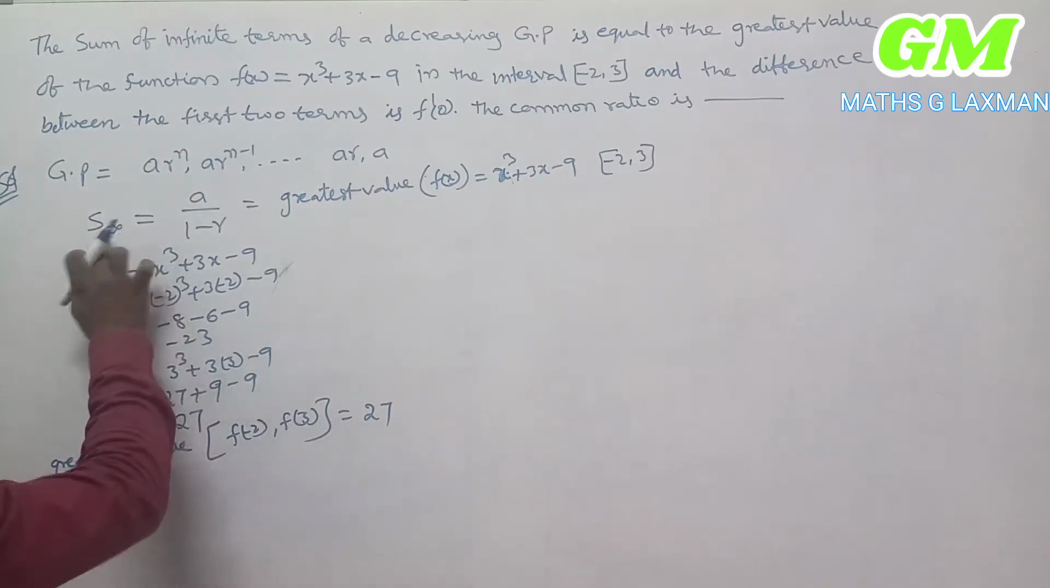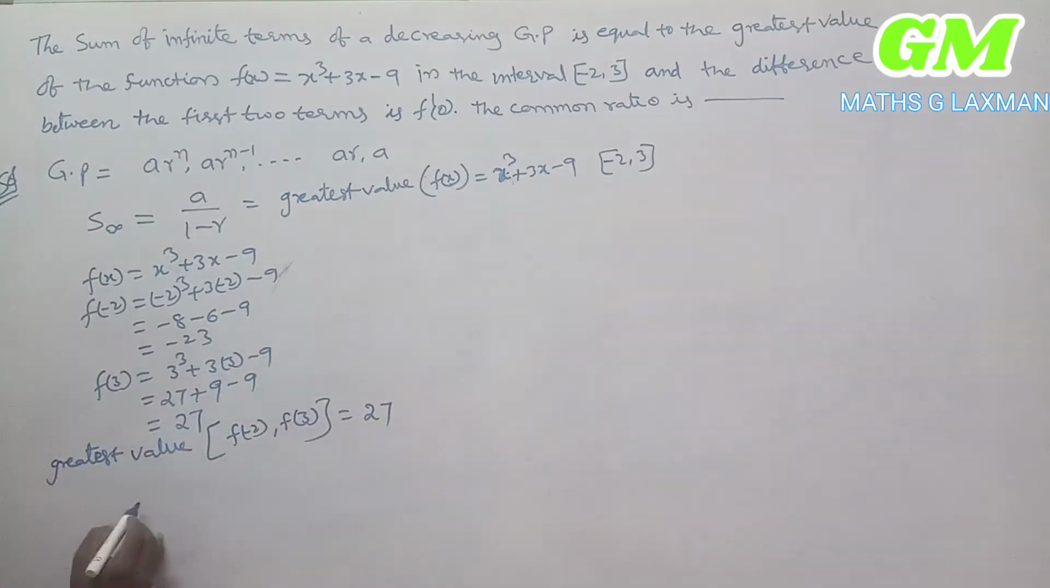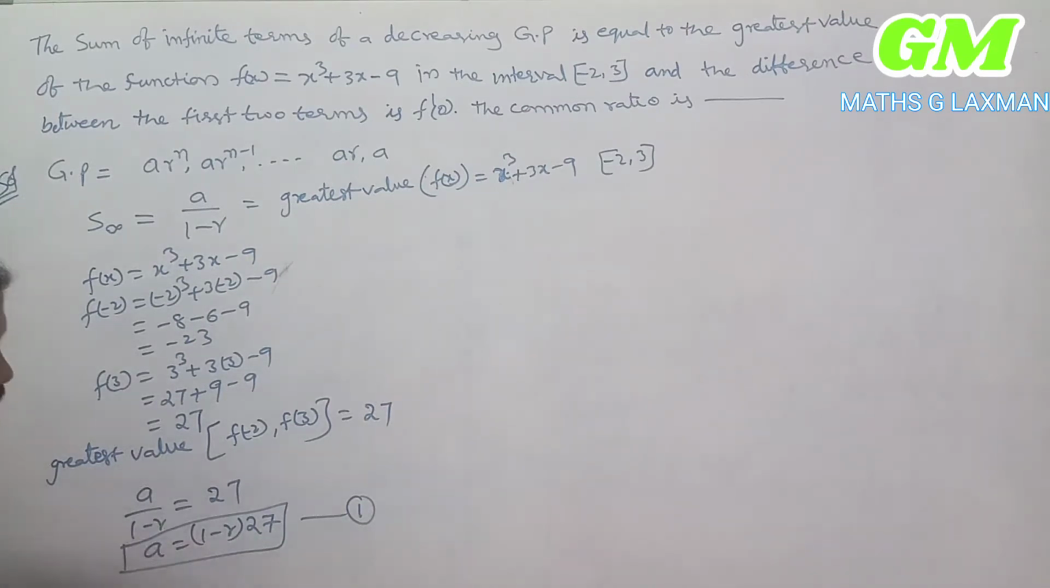So that is equal to S infinity. So a by 1 minus r is equal to 27. Then a is equal to 1 minus r into 27. So let us take this as equation 1. So a is equal to 1 minus r into 27.